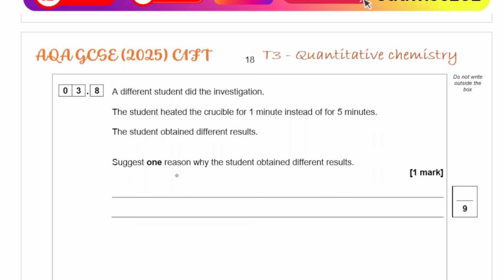A different student did the investigation. The student heated the crucible for 1 minute instead of for 5 minutes. The student obtained different results. Suggest one reason why the student obtained different results.